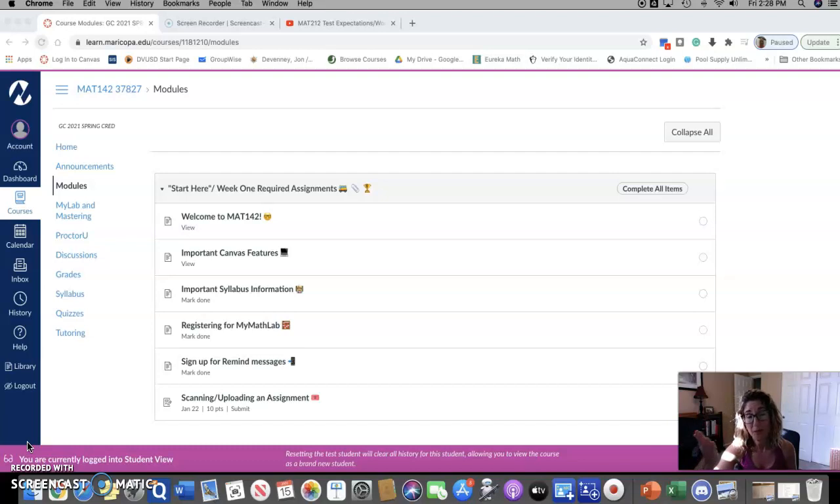So, there is also a time limit on each exam, so you need to be aware of that. It will count down as you start the exam, so make sure that you're being careful with your time limit and making sure that you complete your test in that time limit.